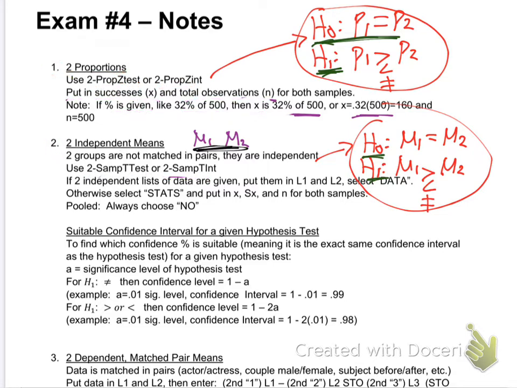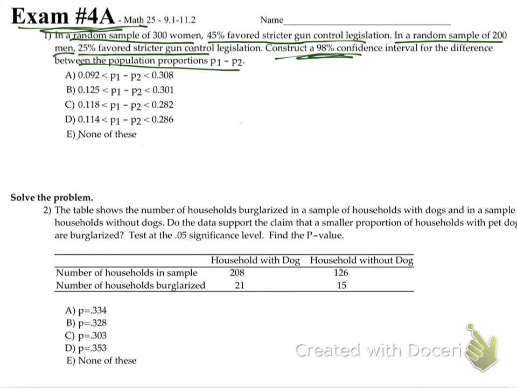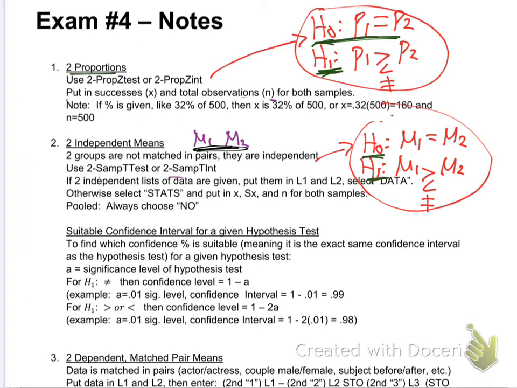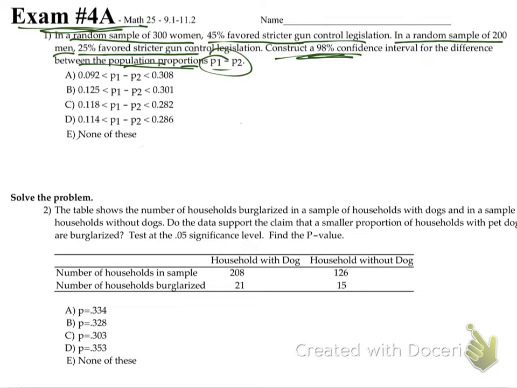Anyway, for this question, notice it says P1, P1 minus P2. So population proportions. We're talking about two population proportions. We're doing number 1 here, which means we should do 2 prop Z test or 2 prop Z interval. Let's go back and see. This one is a confidence interval. So we're going to do 2 prop Z interval on your calculator.